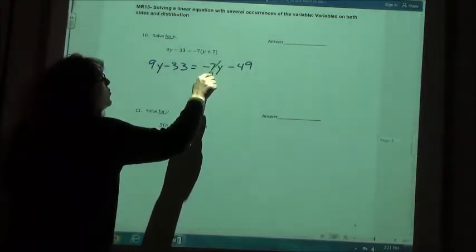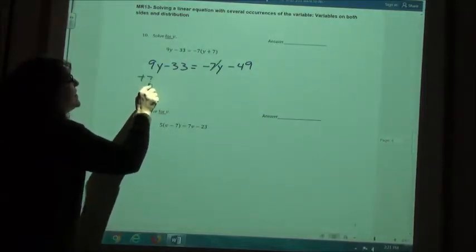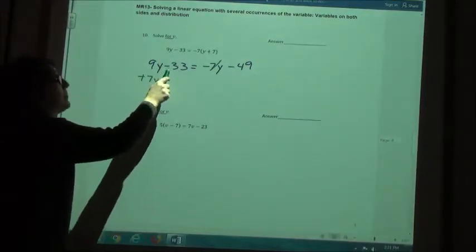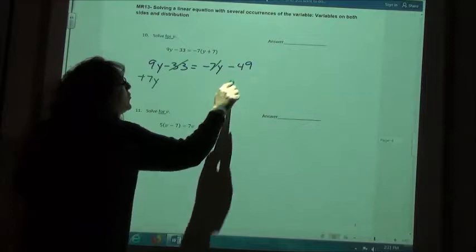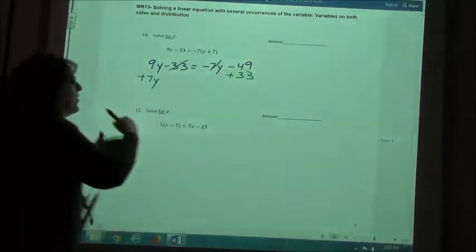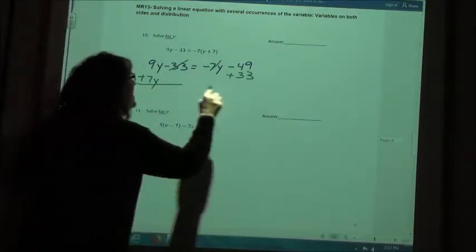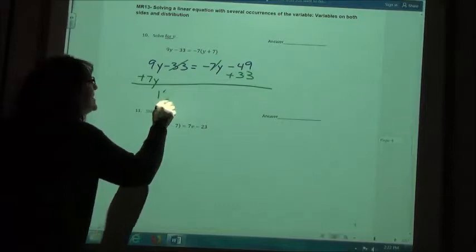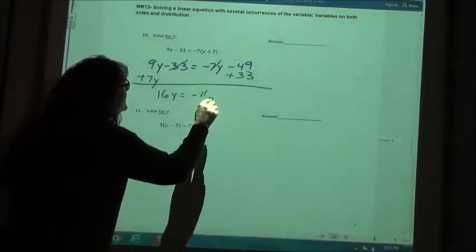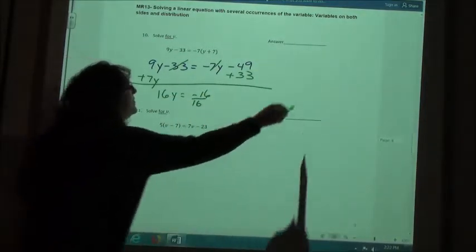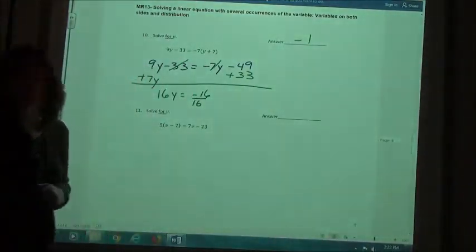So they're going to move this one over here, so they're going to add the 7y. In the same step, they're going to move this over here, so they're going to add the 33. They're going to write it across the page, but I like to add it up and down, so I'm going to write it underneath. So if I do that, I am going to get 16y equals negative 16, and when I divide, negative 1 is my answer.